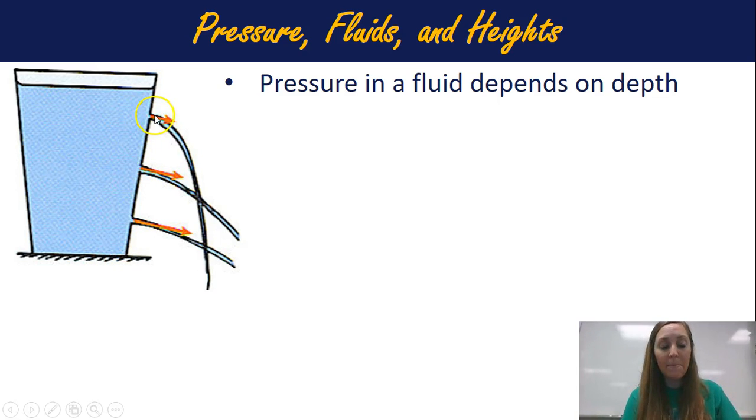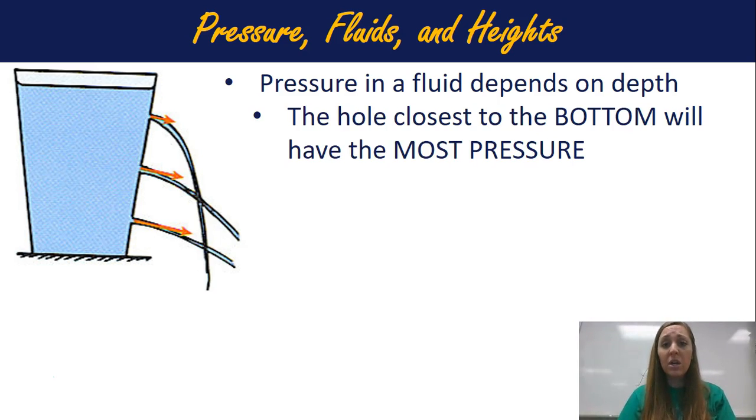If you look at this cup with the 3 holes in it, and water is coming out of all 3 points, you can look at these arrows, and the arrows have to do with how much pressure is pushing the water out. You notice at the very bottom, you have the most pressure because you have the most stuff pulling down from its weight at that exit point. The hole at the bottom is going to have the most pressure.